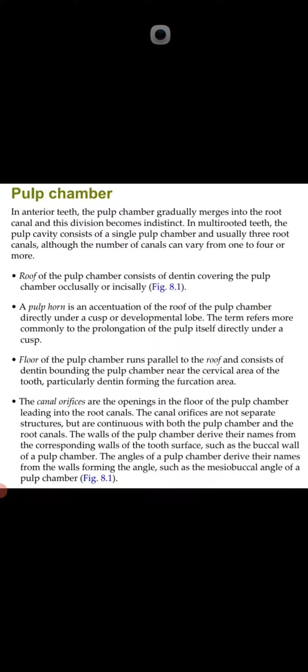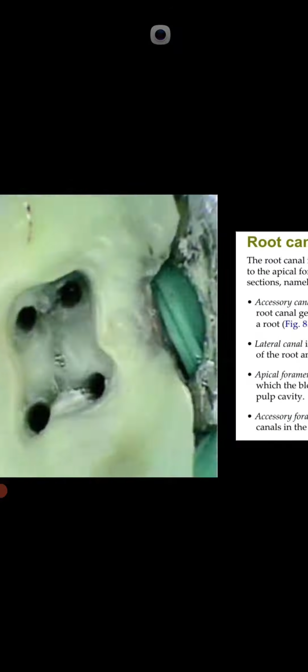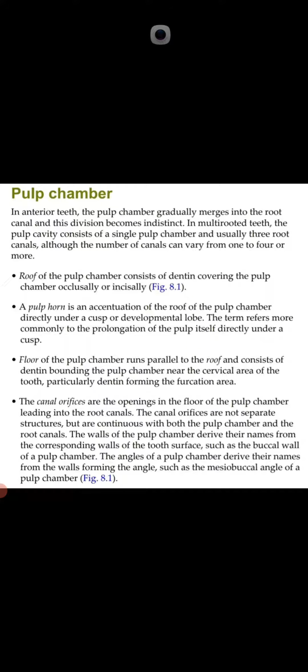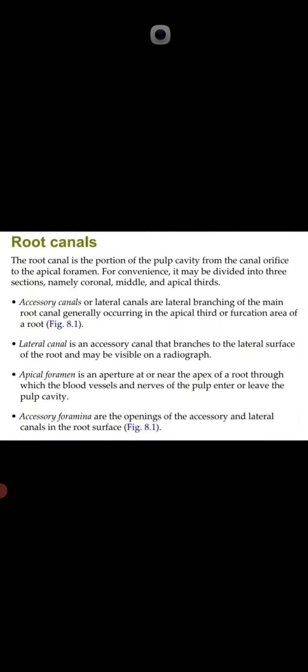Next, the canal orifices are the openings in the floor of the pulp chamber leading into the root canal. The canal orifices are not separate structures but are continuous with both the pulp chamber and root canal. Mean root canal and pulp chamber meet with the help of these canal orifices. The walls of the pulp chamber derive their name from the corresponding wall of the tooth surface, such as the buccal wall of a pulp chamber. The angles of a pulp chamber derive their name from the walls forming the angle, such as the mesiobuccal angle of the pulp chamber.